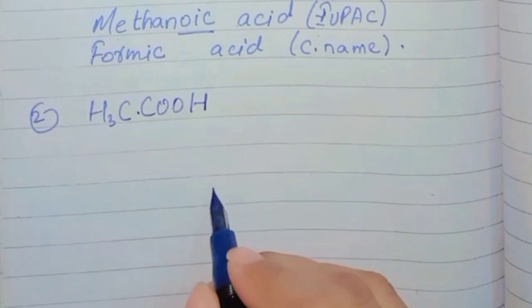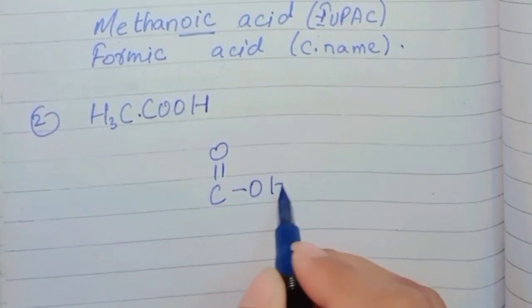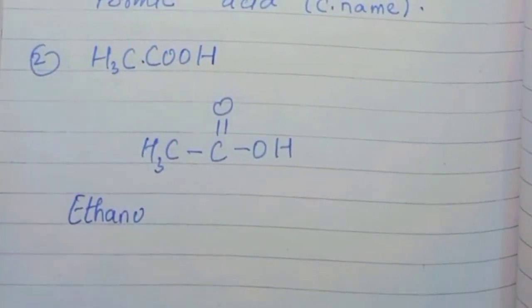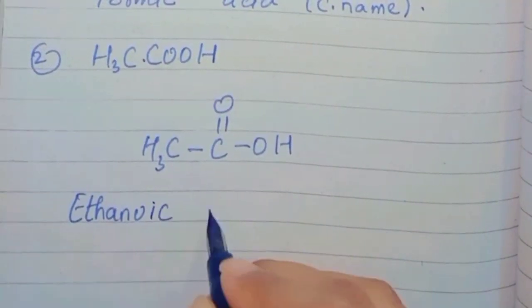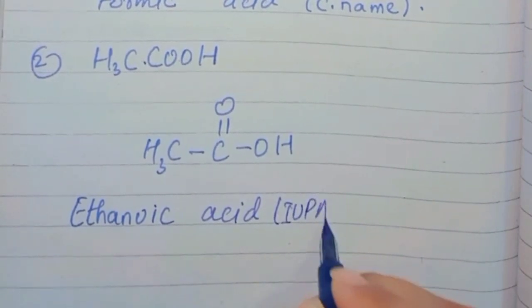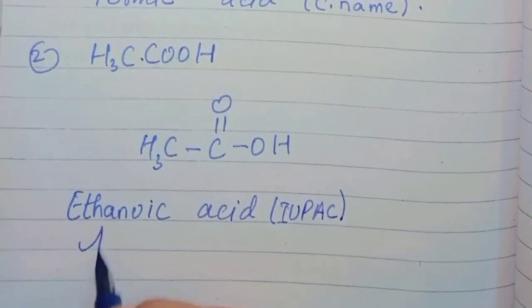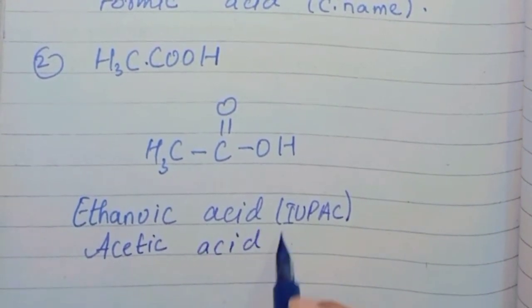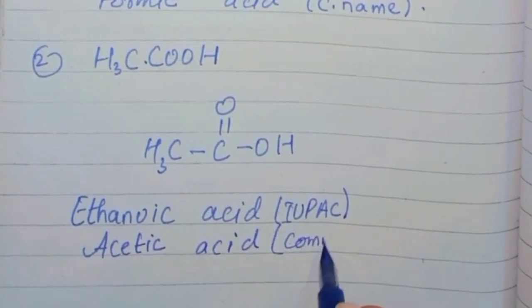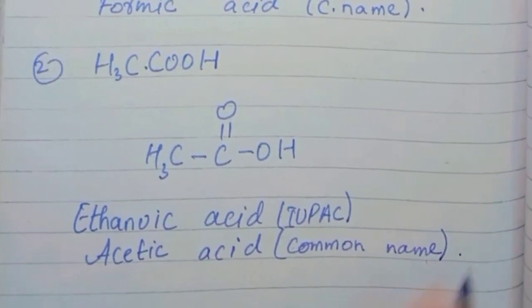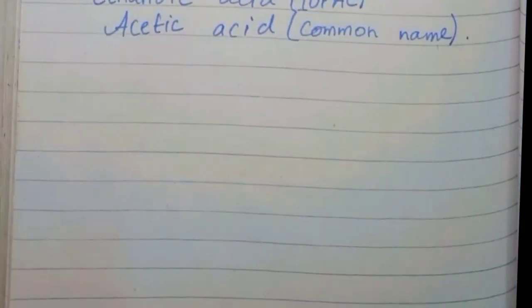The second example of a carboxylic acid is a two-carbon compound. The central carbon atom is connected with oxygen by a double bond and a hydroxy group by a single bond. A methyl is connected to the central carbonyl carbon atom with a single bond. So there are two carbons present, that's why it starts with eth, and it is a carboxylic acid, so it will end in oic acid, named ethanoic acid or acetic acid.